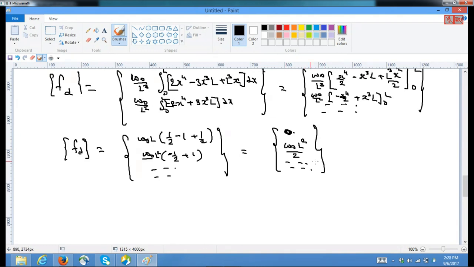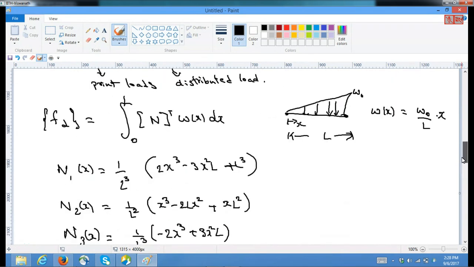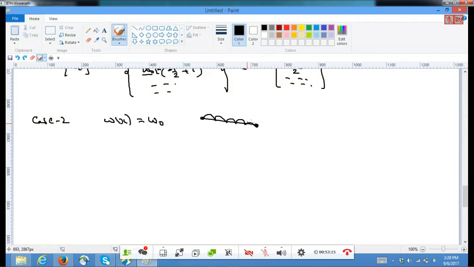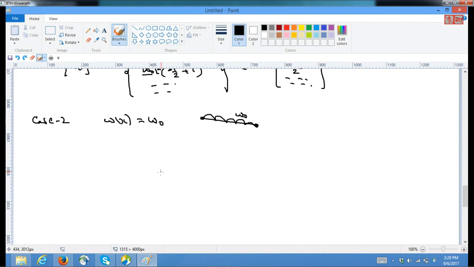So if you do things, you can evaluate in this manner. That is when W of x is a function of the x variable. Let's say there is another case, case 2, when W of x is equal to just W naught, that is, for the beam from A to B it is only W naught, which is not changing. So then let us take a fixed beam.